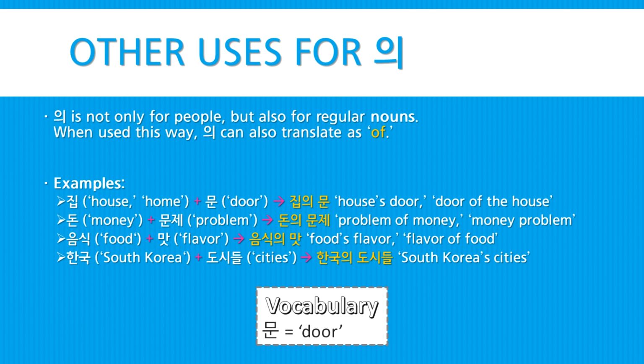돈, money, and 문제, problem. 돈의 문제, problem of money, or just money problem. 음식, food, and 맛, flavor. 음식의 맛, the food's flavor, or the flavor of food. And finally, 한국, South Korea, and 도시들, cities. 한국의 도시들, South Korea's cities.